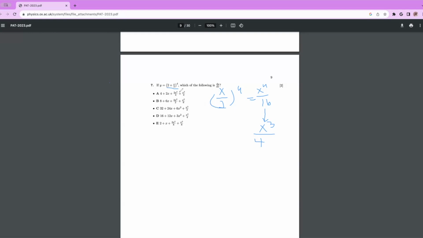Option A has x to the third over 4, so we can't actually cross that out. Option B has x to the third over 8 as its highest term, which means we can cross it out, since this has to be the highest order term in the derivative of y. Same goes with C because it's x to the 3 over 2 instead of 4. And we can't cross out D because it does have x to the 3 over 4. But we can also cross out E based on the fact that x to the 3 over 8 is not equal to x to the 3 over 4.